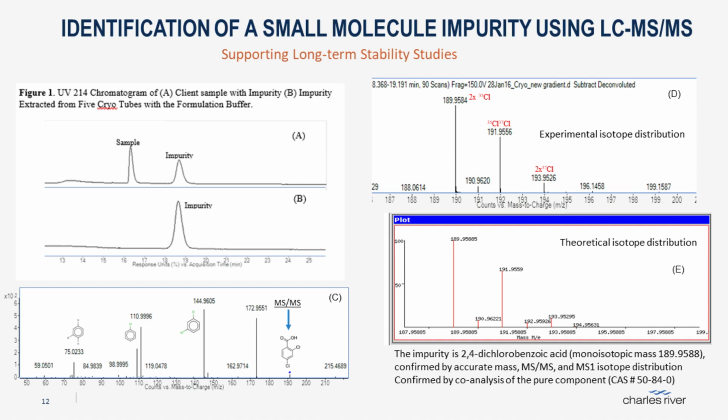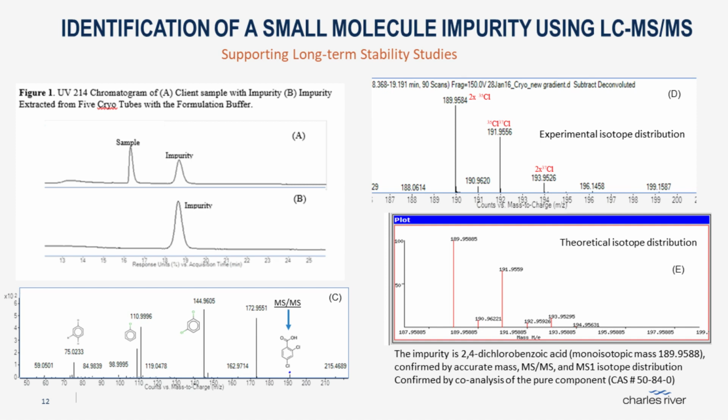All right, so now to go into a simple example here. This is an impurity that arose during long-term stability. What you can see on the top left-hand side is that there's an impurity that shows up in this UV chromatogram, and that impurity was then isolated, as shown in panel B on the left-hand side. Once that was isolated, we were able to put it on the mass spectrometer. Again, this is a small molecule, so the experimental isotope distribution is quite well defined, and an accurate mass was obtained as shown in panel D on the right-hand side.